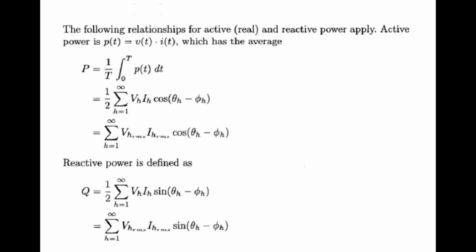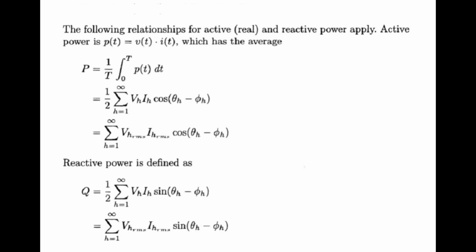Here you can define these in terms of the RMS values of the harmonics. The total active power is equal to the sum of VhRMS, the harmonic voltage, into Ih, the harmonic current, into cos of (theta h minus phi h). So what is theta h? Theta h is the angle for the voltage harmonics and phi h is the angle for the current harmonics. So two different waveforms are there, with angle theta h for voltage and angle phi h for current.